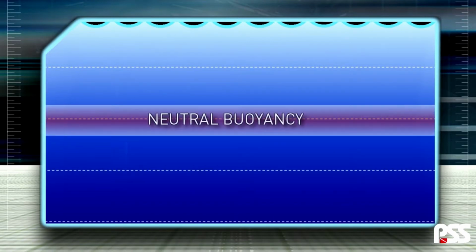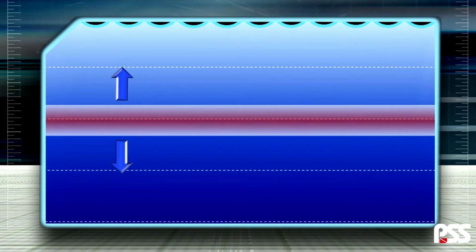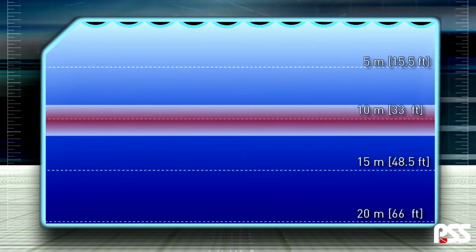At a certain depth, depending on the amount of weight used, you will find yourself in a neutral buoyancy zone. This depth is called the depth of neutral buoyancy, and you will neither be pushed upwards towards the surface nor downwards towards the bottom. Typically, you will have to adjust your weights so as to reach the condition of neutral buoyancy at around 10 meters of depth.